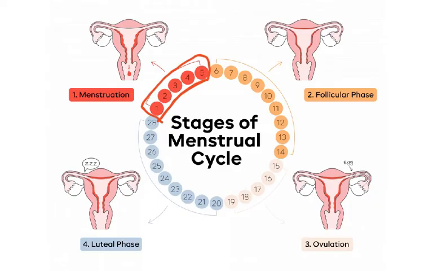Then comes the second, the follicular phase. Now this lasts from here to here. This is what is happening inside the ovary. The follicle is developing. At day 14, then ovulation is going to take place. So we say ovulation. Now ovulation has taken place.